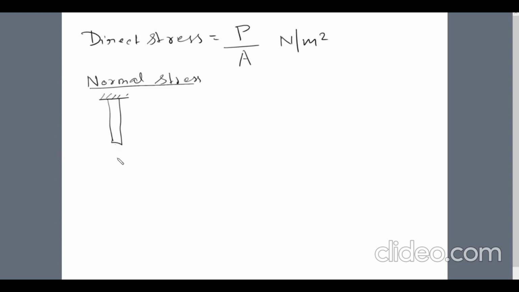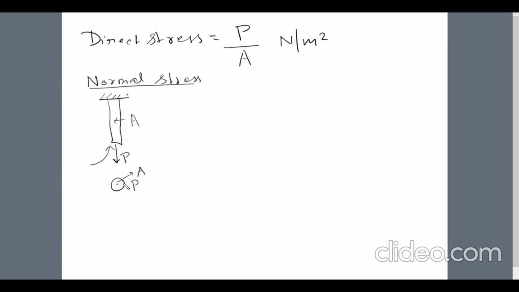Now here an external tensile force is acting on this cylinder. The area of cross section of this cylinder is A. So this P is acting normally on this cross section. So if I see the front view of it, my cross section will appear something like this, and the area of which is A. So my P force is acting normal to this cross section.